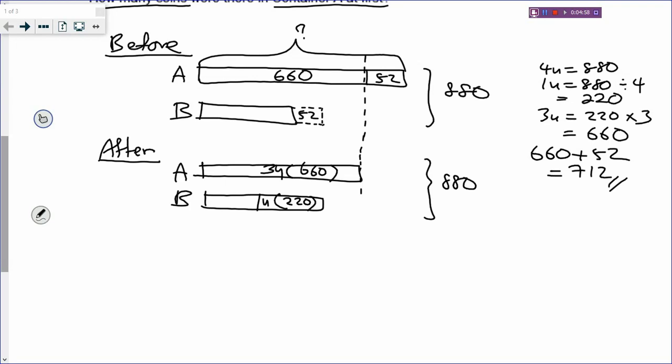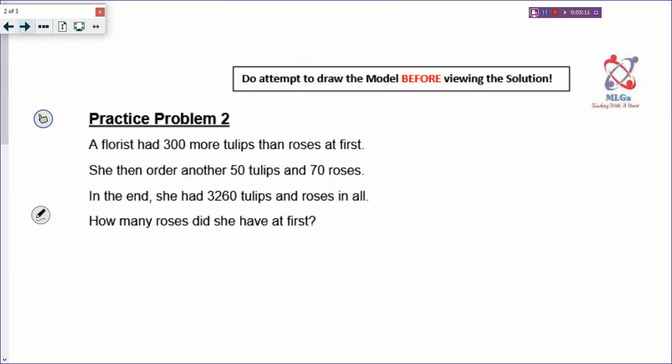So you need to ask what is unchanged, and the total is unchanged. And if the total is unchanged, you add up all the units in the after, which is equal to the total. Then you can find 1 unit, and then you can solve the problem. Okay, let's go to problem 2.